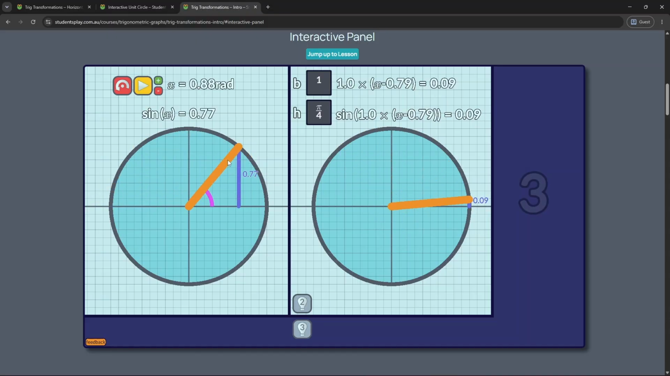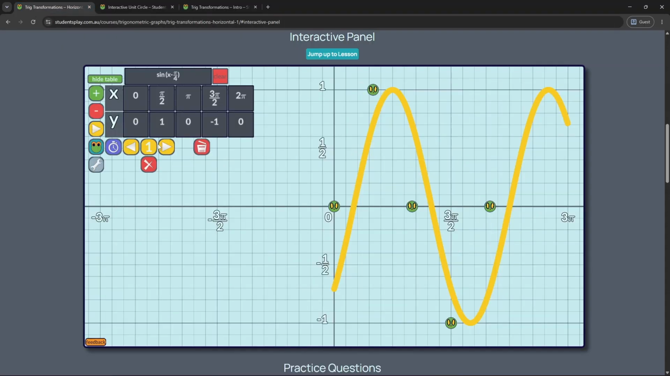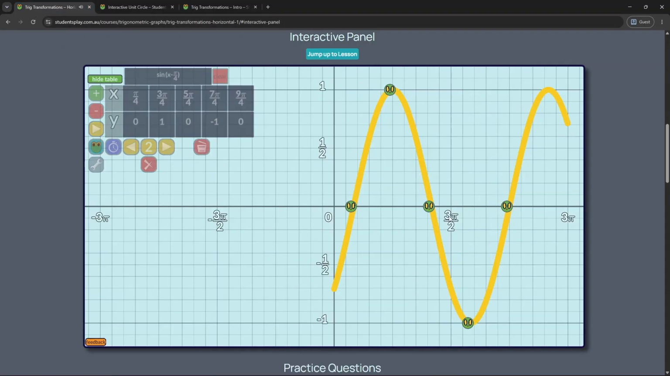Now, here's what I find interesting. Is our angle getting moved forward or backwards here? I would say the angle is here and it gets moved backwards to there. And so backwards makes me think it moves to the left. So why on our graph do we move to the right when we're minusing and we're shifting the angle backwards? Isn't that interesting? There's two ways to think about this.